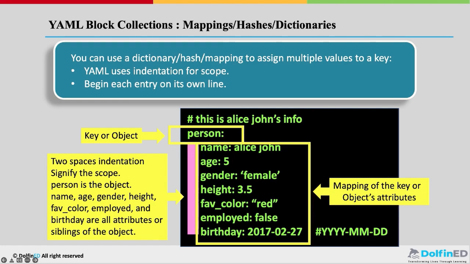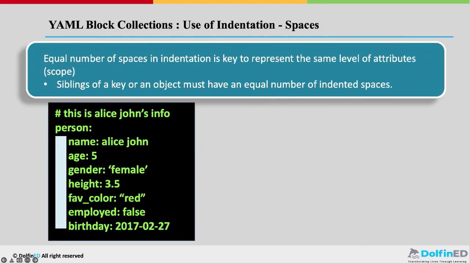And YAML uses indentation to define scope, and we have to begin each entry on its own line. So I cannot have two entries on the same line. And as we mentioned before, if these are all siblings and children of the object, then the indentation has to be equal for all of them. So this representation is correct.